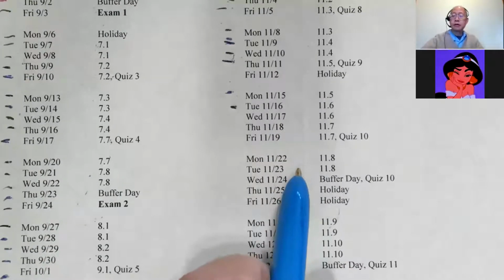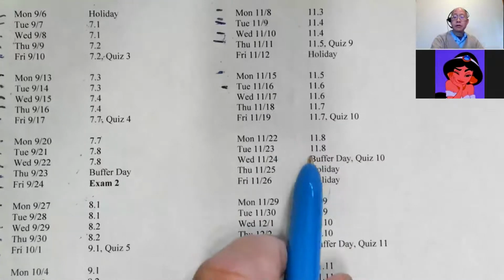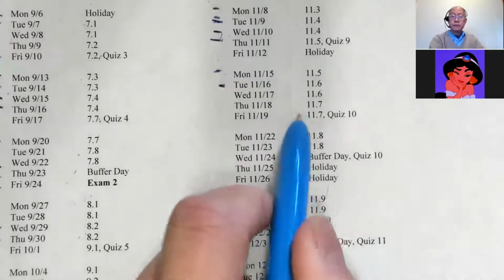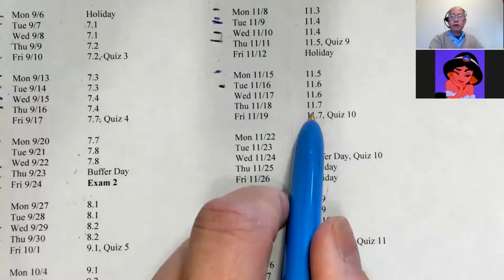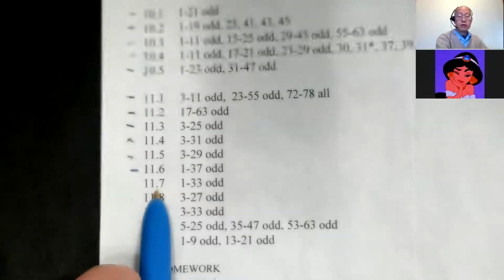That being the case, I can afford to slow down and probably end early. In fact, most of the rest of the semester, we may be ending early. There are buffer days here and there also, so we'll see how it goes. Okay. So 11.7 is just a review of all the previous sections. And here we go. So the homework is 1 to 33 odd. Let me get those to you presently.